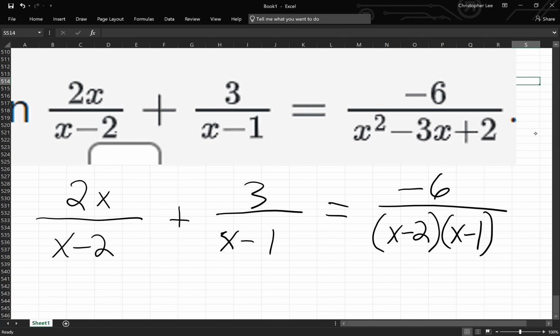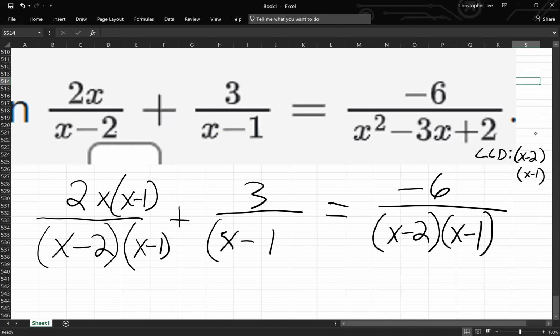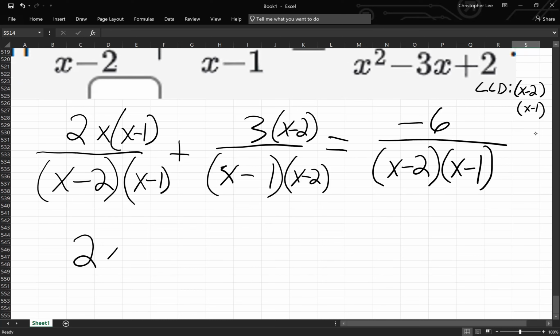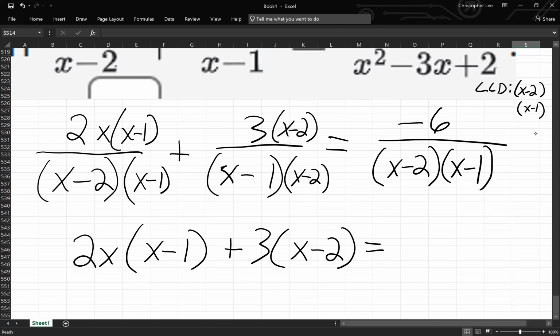All right. So now, what's the LCD? X minus 2, x minus 1. Excellent. So I have the x minus 2 right here. What am I going to multiply this by? Exactly. But what I do to the bottom, I got to do to the top. Over here, I have the x minus 1. What am I going to multiply that by? X minus 2. But what I do to the bottom, I do to the top. So now what do we have? 2x times x minus 1 plus 3 times x minus 2 is equal to what?